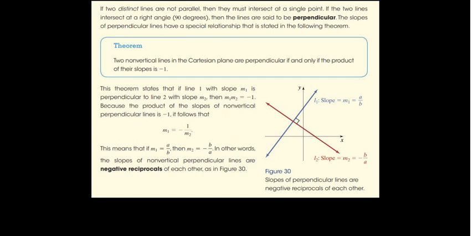For instance, if this blue line has a slope of a over b, and the red line has a slope of negative b over a, again, we know that as negative reciprocal. The signs are different. One's positive, one's negative, and the fraction is flipped. One is a over b, one is b over a. Again, negative reciprocal, how I was taught, how you've probably been taught.